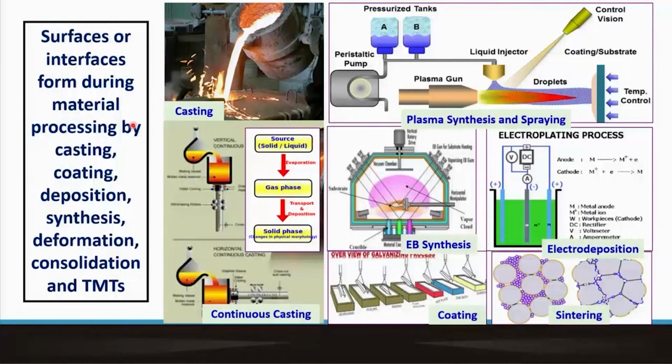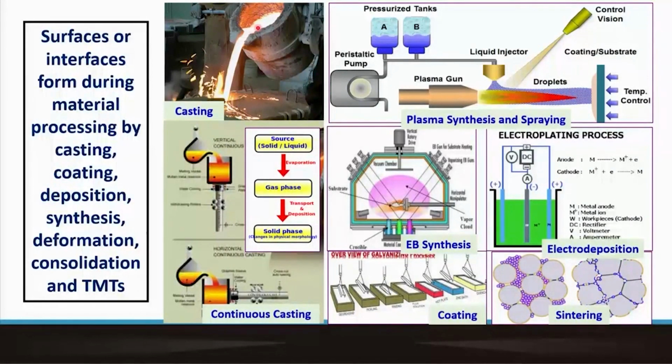So surfaces or interfaces basically form during various material processing techniques like liquid casting, coating, deposition, synthesis of various types of materials in small or large volume, deformation processes, consolidation of powders, and of course various thermomechanical treatments where you apply both thermal and mechanical activation. As you see here in this view graph, they are randomly chosen techniques or processes.